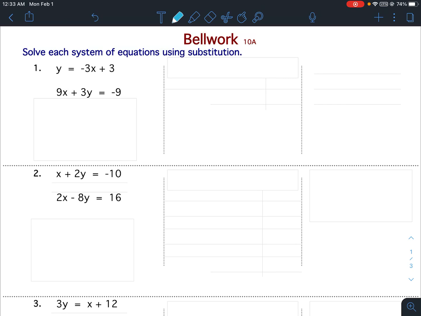Bellwork 10a: solve each system of equations using substitution. To use substitution, we have to solve for a variable, plug that into the other equation, solve that equation, and so forth. All right, number one. The best part about number one is it's already kind of done for us.